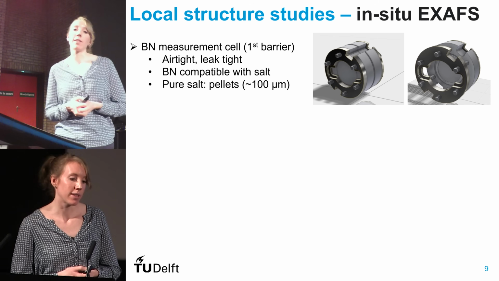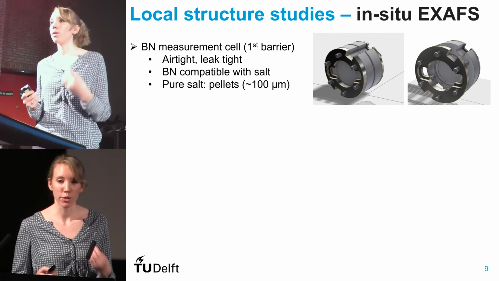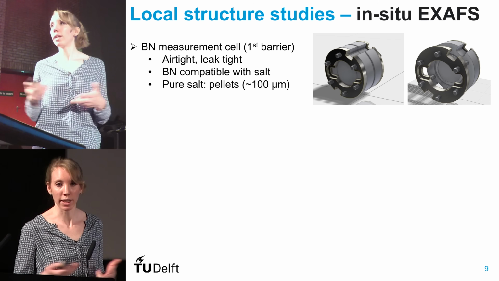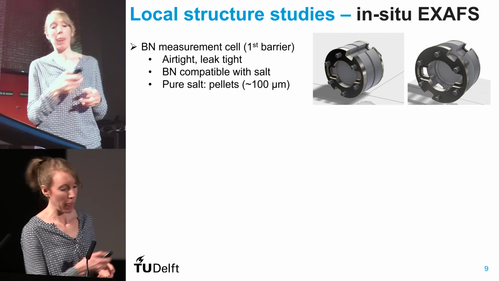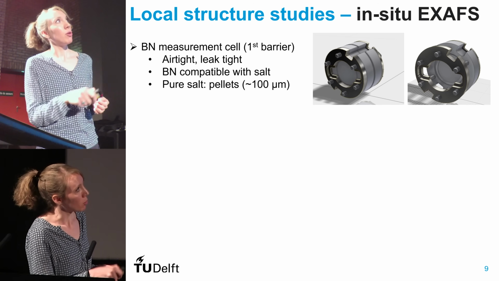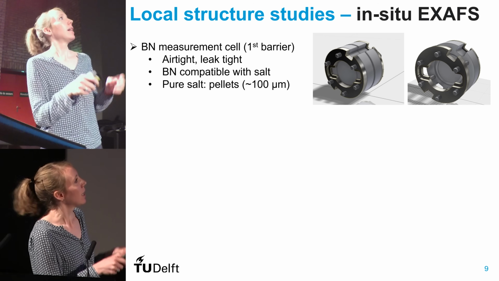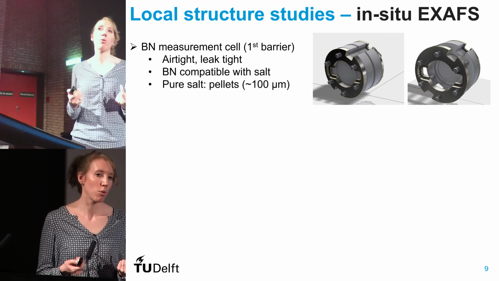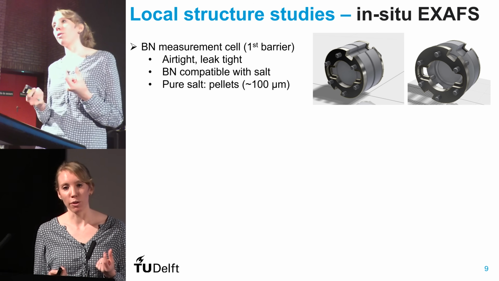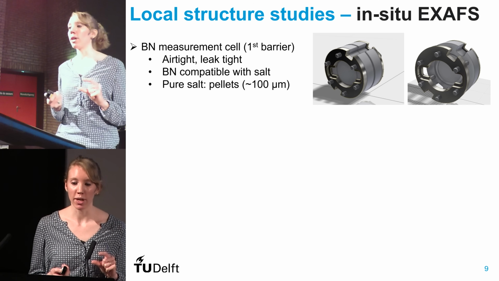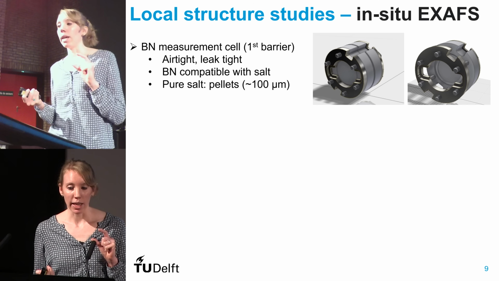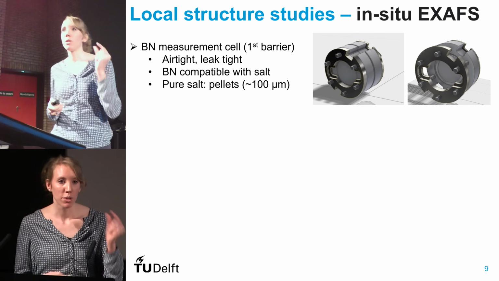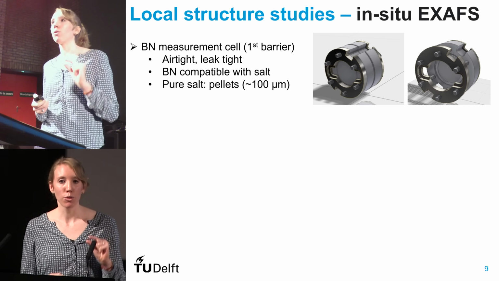So because of this hygroscopy, corrosiveness, radioactivity, we have to do our experiments with 3 containments at the beamline at the synchrotron facility. The first containment is this boron nitride cell, which we have developed in Delft. It's made of 2 plates of boron nitride. So why boron nitride? That's because it's compatible with the salts and it doesn't absorb much X-rays at the energies that we are looking at. And these cells are airtight, leak-tight, and we make pellets which are really thin, which are pure, of 100 micrometer.